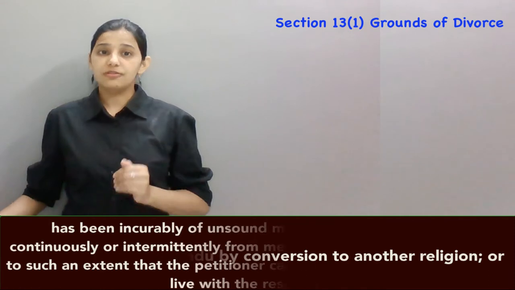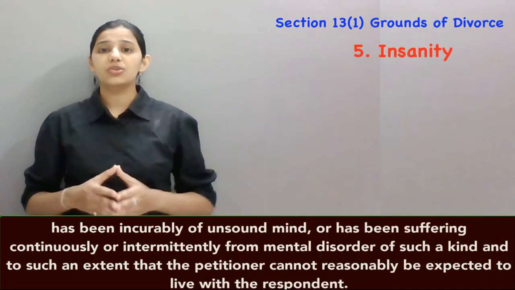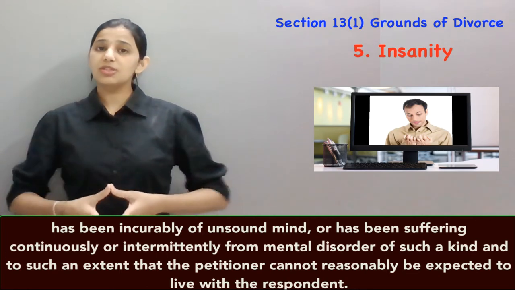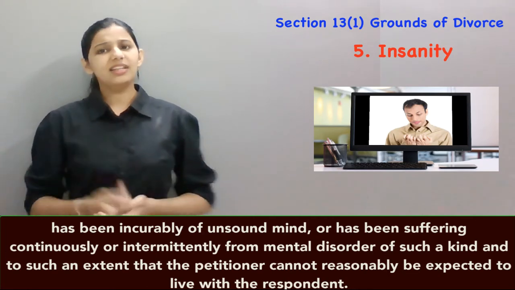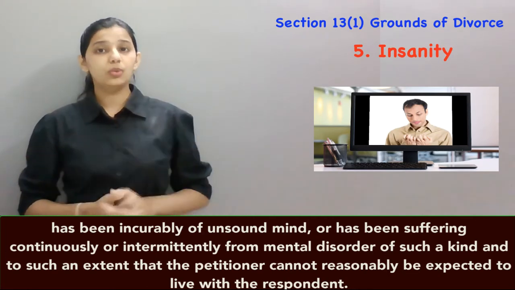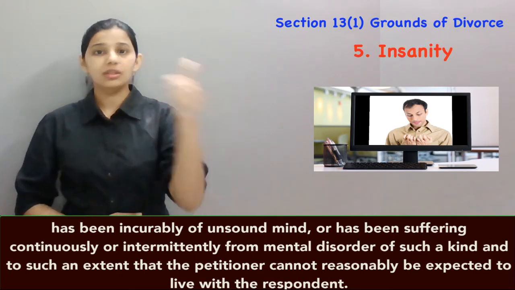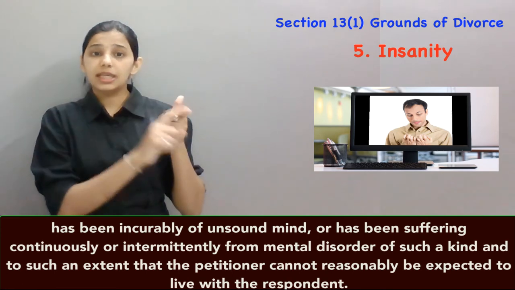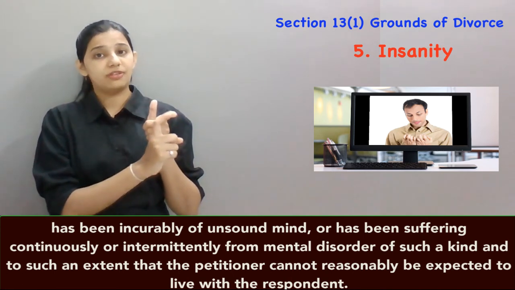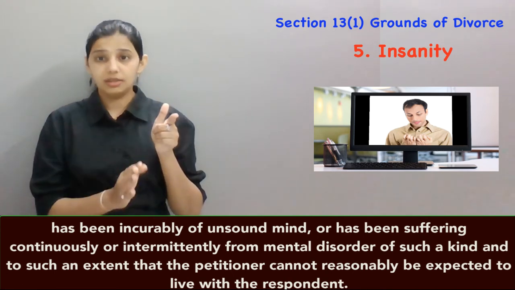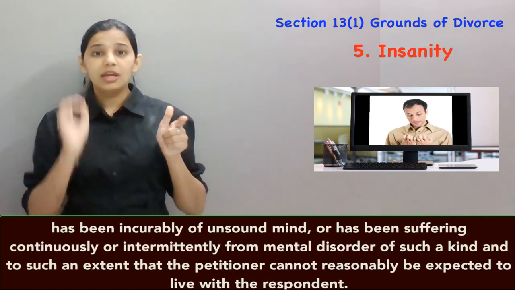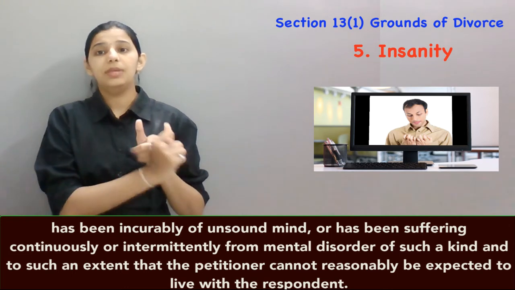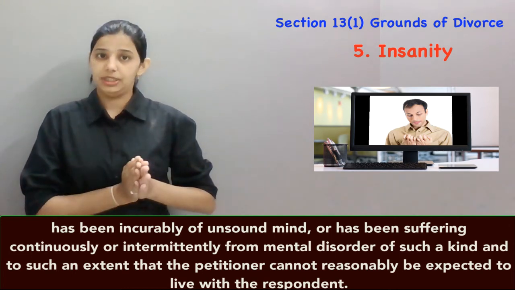Now moving towards the fifth ground under which a divorce petition can be filed, which is insanity. Insanity means when the person is of unsound mind. Insanity as a ground of divorce has the following two requirements. The first requirement: the respondent has been incurably of unsound mind. The second requirement: the respondent has been suffering continuously from mental disorder of such a kind and to such an extent that the petitioner cannot reasonably be expected to live with the respondent.